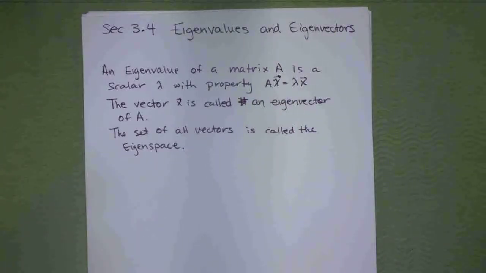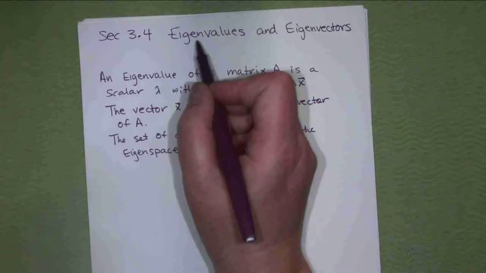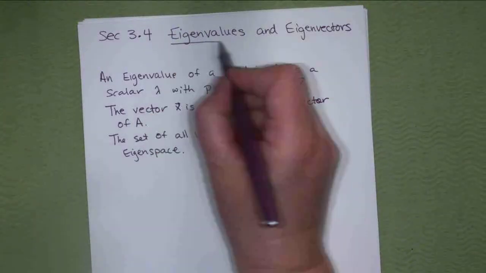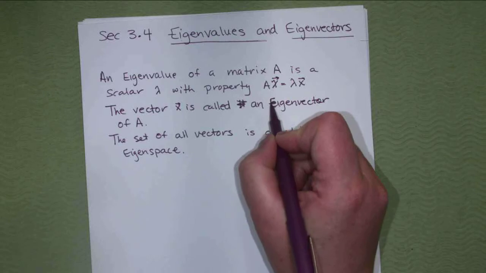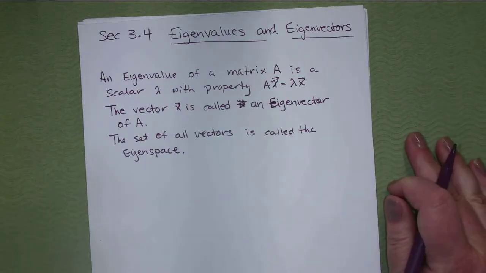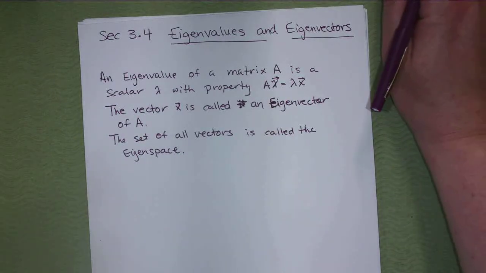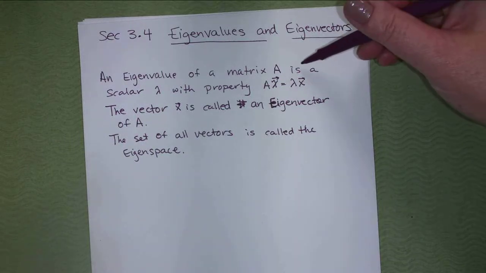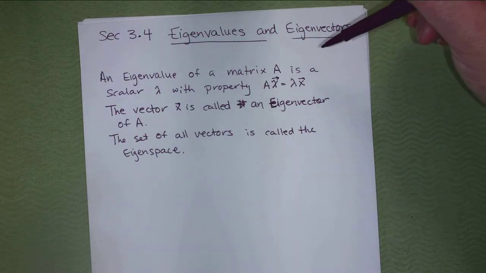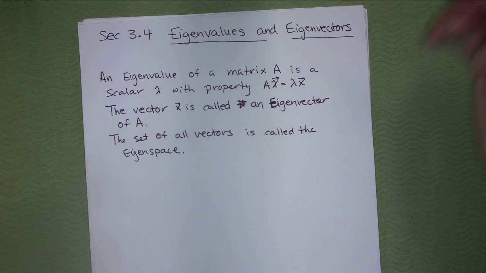So 3.4 is called Eigenvalues and Eigenvectors. I notice I have a lowercase here. That should be uppercase. Okay, so an eigenvalue of a matrix A is a scalar. They usually use lambda. That's the Greek letter.